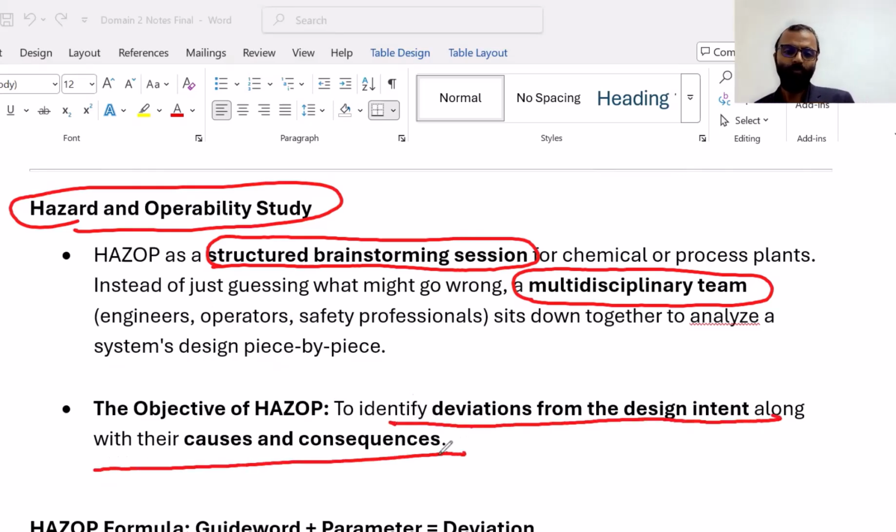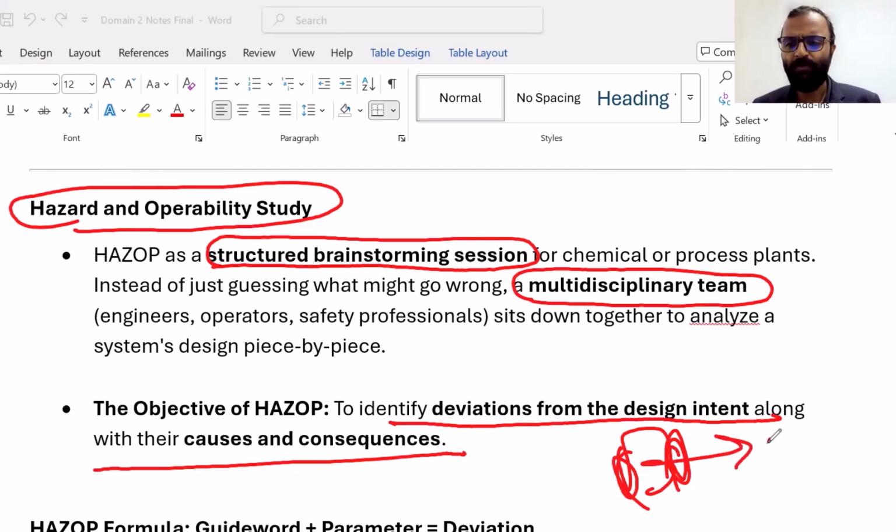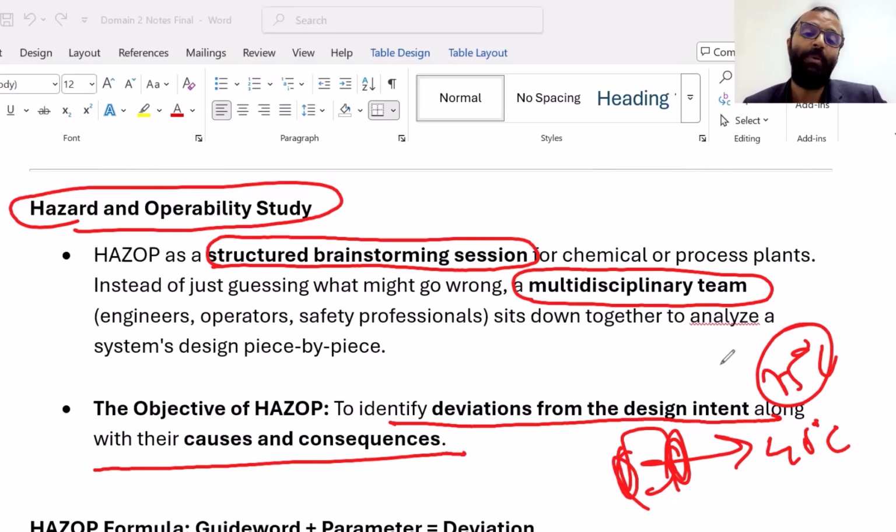and consequences. So if the pump is there, the pump will be working in that design condition. Everyone will be telling, if the pump will be working at 40 degrees, it is normal operation. But what will happen if that 40 degrees is converted into 75 degrees? What kind of failures can happen? Where will it fail? If failure also happens, what will happen? So identifying the deviations from design intent along with the cause and consequences, that is HAZOP.